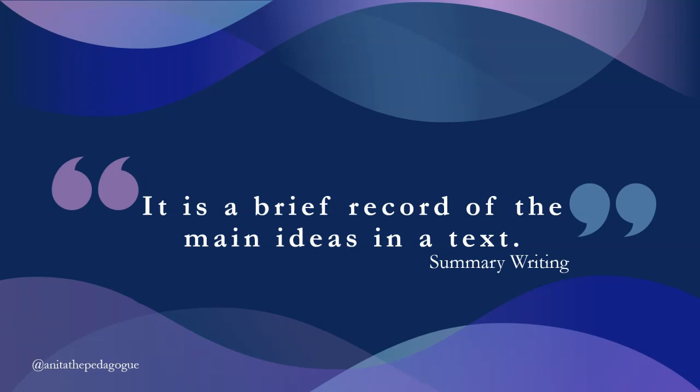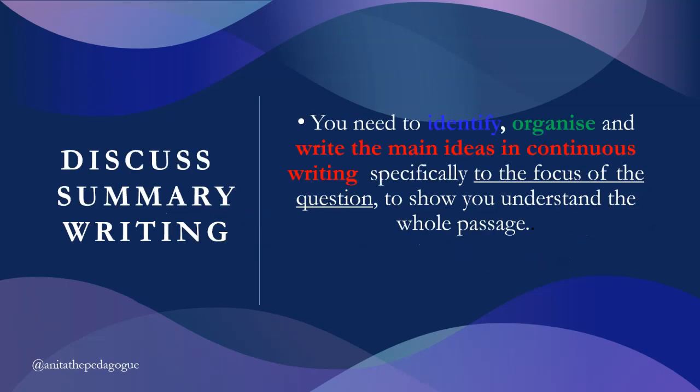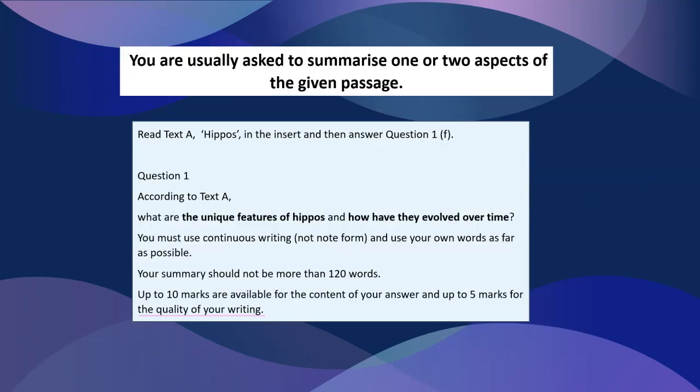It is a brief record of the main ideas in a text. That is summary writing in simplicity. Now, when you have to write a summary, you need to identify, organize, and write the main ideas in continuous writing, specifically to the focus of the question, to show that you understand the whole passage. Usually you are given a passage to read and summarize. So you are usually asked to summarize one or two aspects of the given passage.